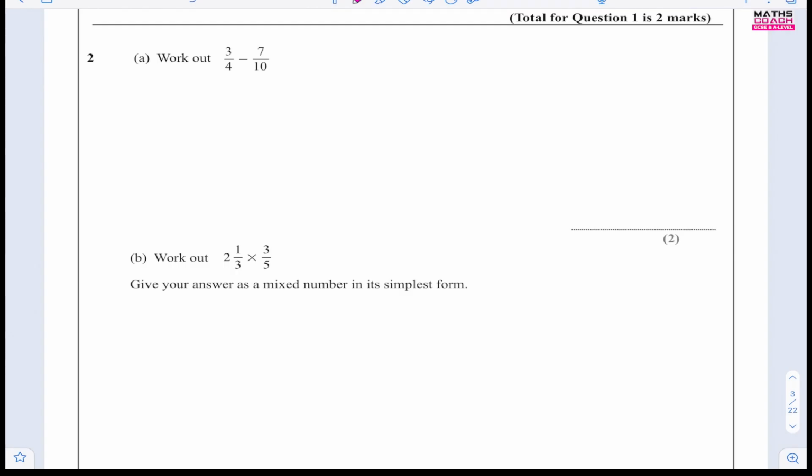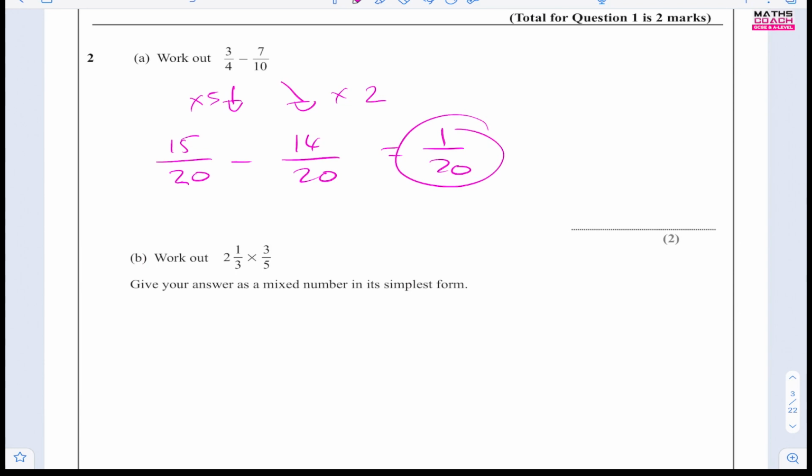Okay, question 2. Work out 3 over 4 minus 7 over 10. Let's go ahead and find our common denominators. Both of them can be written over 20. The first one, how do we get that to be 20? We times by 5. The second one, we times by 2. So the top 3 times 5 is 15 and 7 times 2 is 14. We can just take the numerators away, which gives us 1 over 20. So our answer is 1 over 20.